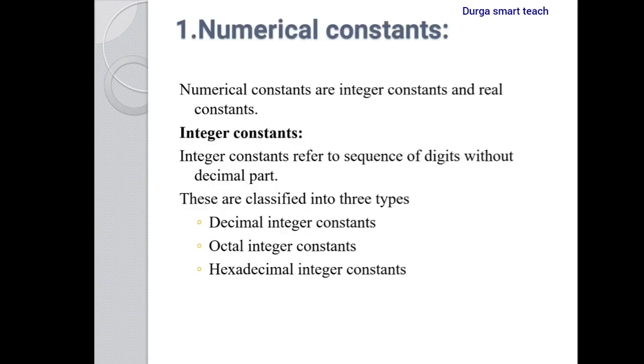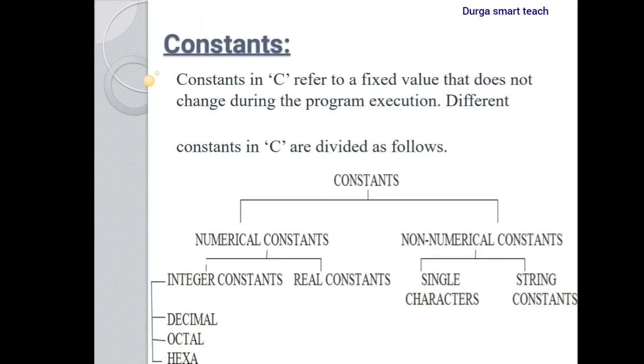So these are the constants. Here we have numerical constants and non-numerical constants. In numerical constants, the types are integer and real. Non-numerical types are string and single character. Next are decimal, octal, hexadecimal.